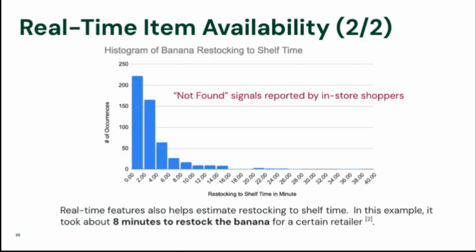Before switching to the next use case, I'd like to look at an interesting example about the not-found signals reported by the in-store shoppers. They can help us estimate the restocking time for certain retailers, as shown in these diagrams. In this example, it takes about 8 minutes to restock the bananas for certain retailers. After about 8 minutes, the not-found signal dies away, since it was first reported by the shopper groups. This is one of the key insights the models have been leveraging to build the real-time item availability signals. You can find more details about this in the blog post.